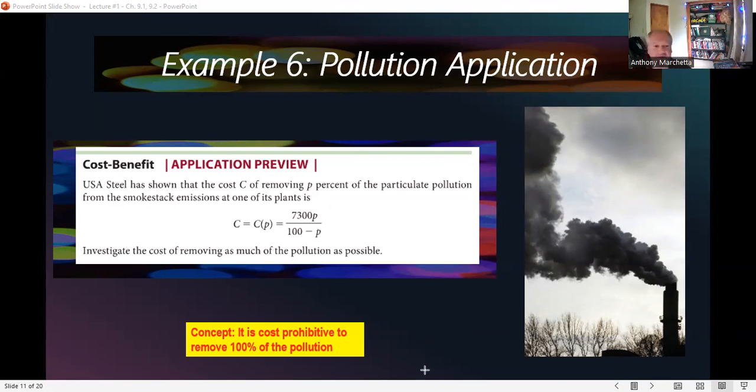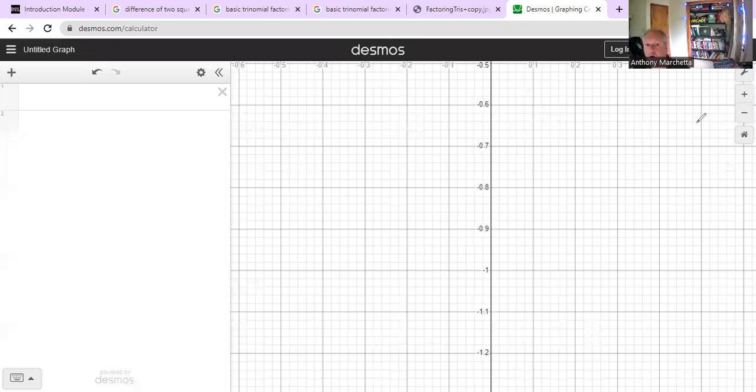In Desmos, I'm going to clear what I just did. I'm also going to click home over here. And I'm going to change the variables so that they're y and x. Y equals 7,300x, and then over. You can get the fraction by just typing the slash. It turns into a fraction for you. And then you'd write 100 minus x there, right? Just confirm that that's correct.